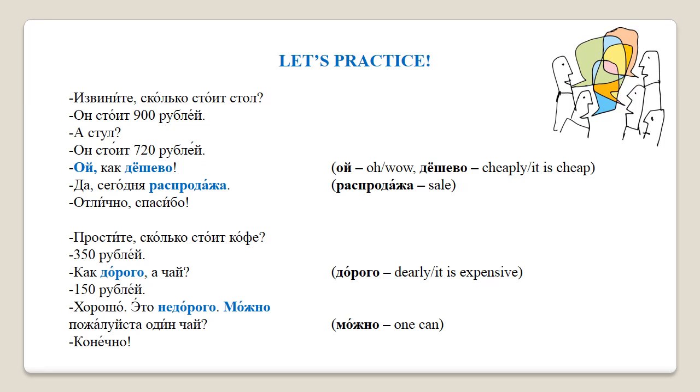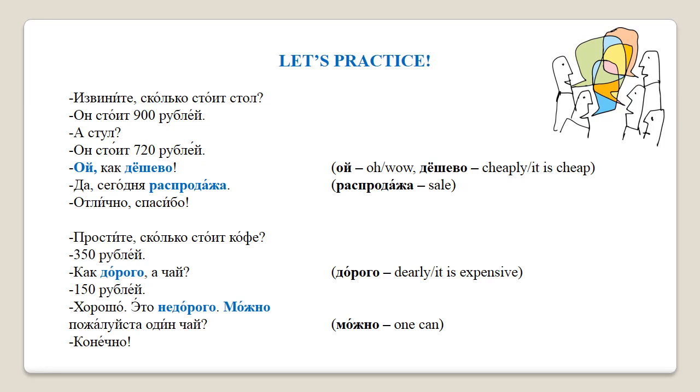Pardon me, how much does the coffee cost? 350 rubles. How expensive. And tea? 150 rubles. Good, that's not expensive. Could I possibly have one tea? Of course. Please note two new adverbs that we used in the dialogue.